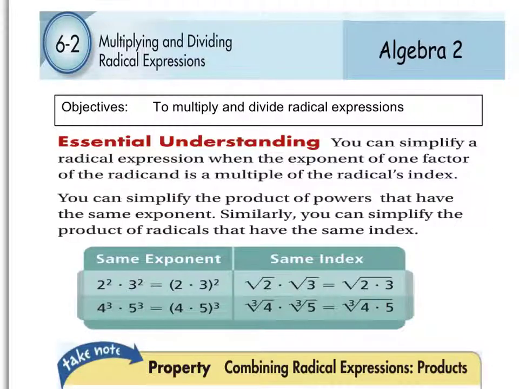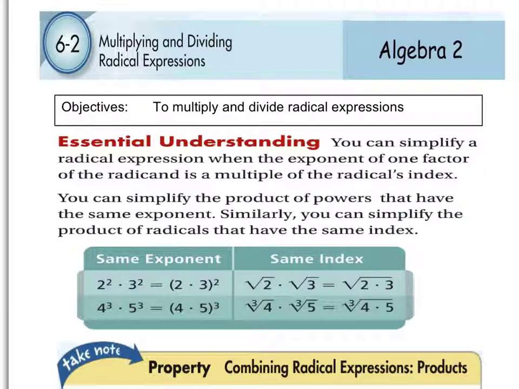This is section 6.2, part 1 of 6.2, which is multiplying and dividing radical expressions. Today we're just going to talk about the multiplying aspect of radical expressions, along with a little bit of simplifying. The second part of 6.2 will be the division part. So our objective here, again, is to multiply radical expressions.